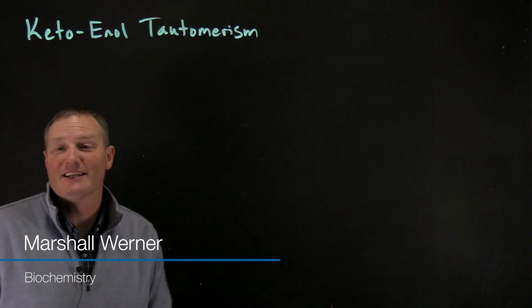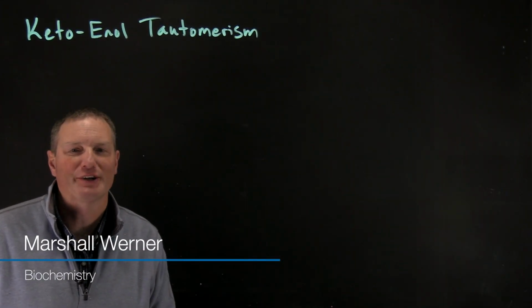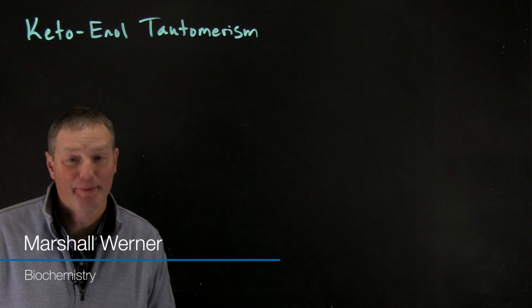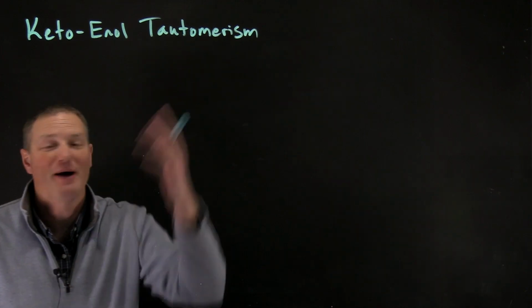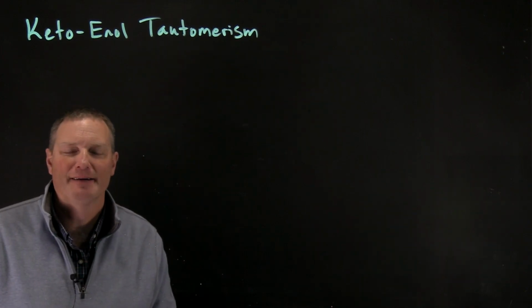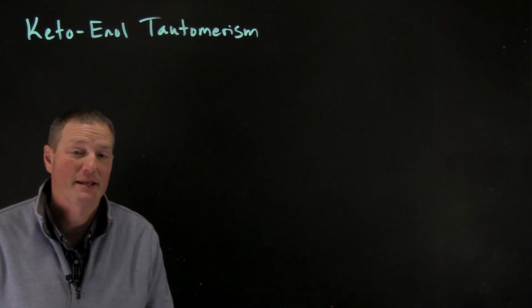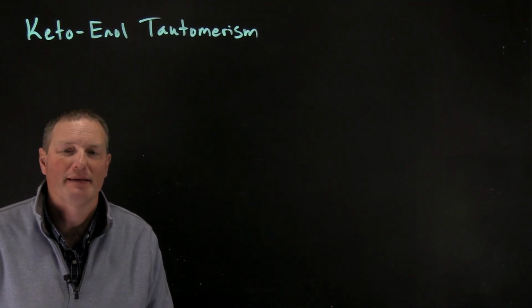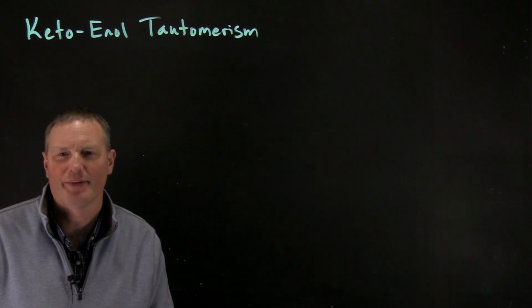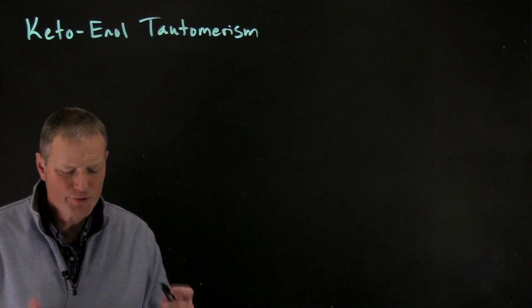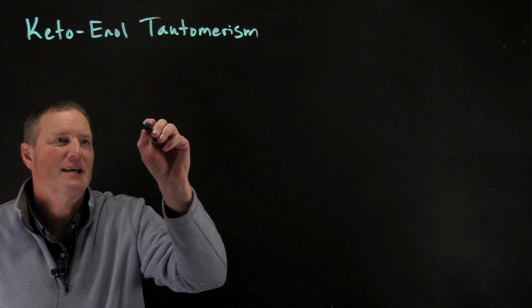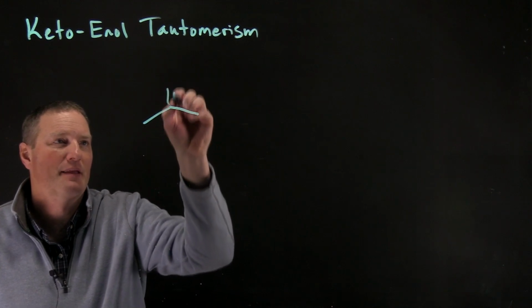In this video, we're going to talk about a process called Keto-Enol Tautomerism. It's kind of a mouthful to say that. This is basically the interchange of a ketone, or in some cases an aldehyde, to a new sort of functional group called an enol. So let me just draw out the basic type of reaction I'm talking about here.